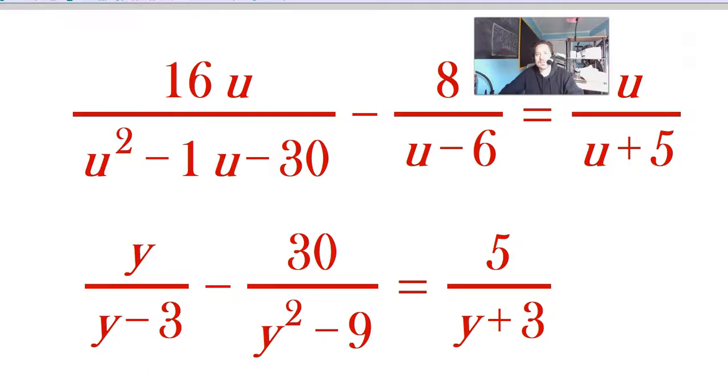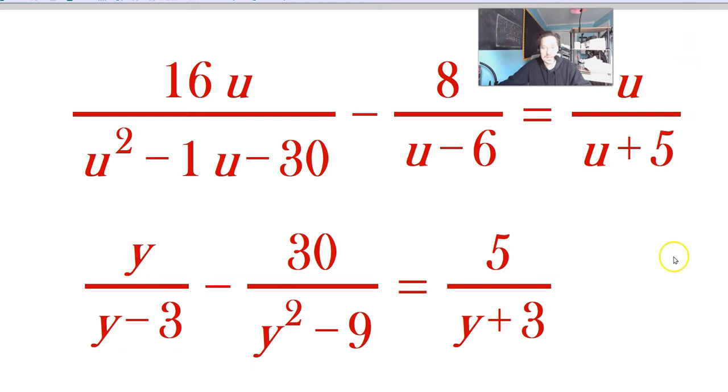Welcome friends, in this one I'm going to show you how to solve a couple rational equations with quite a lot of steps to them. We have these two: 16u over u squared minus 1u minus 30, minus 8 over u minus 6, equals u over u plus 5, and the other one down below. Let's just work on the first one first.